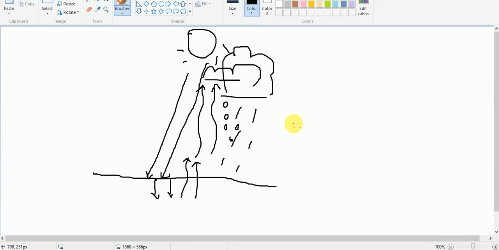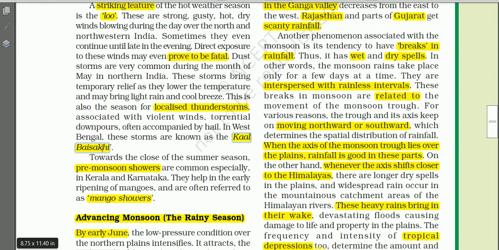So this is about the causes of thunderstorms. And you must know that thunderstorms mainly occur in the afternoon, because the highest temperature of the day is recorded mainly in the afternoon. Thunderstorms are mainly because of the intense heating of the surface of the earth by sunlight. Such thunderstorms are known as Kal Baisakhi in West Bengal.